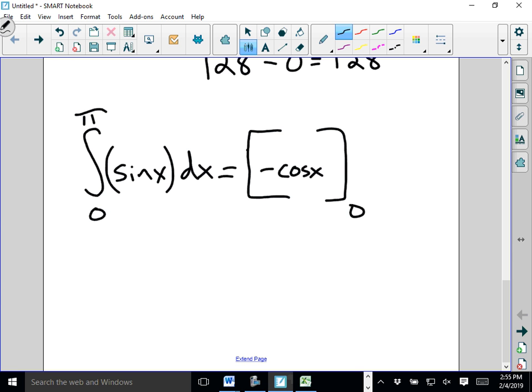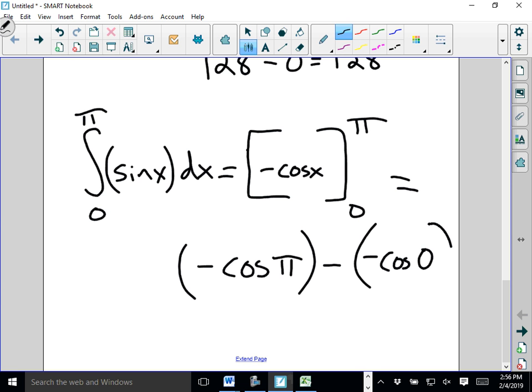So this tells me I'm going to have opposite cosine of pi minus opposite cosine of 0. Be careful here. When you get negative antiderivatives, you end up getting a lot of negative signs going on in here. So we just want you to be careful here. One thing that can help is just put the two things in parentheses. We're absolutely going to have to do that when we have binomials or trinomials.